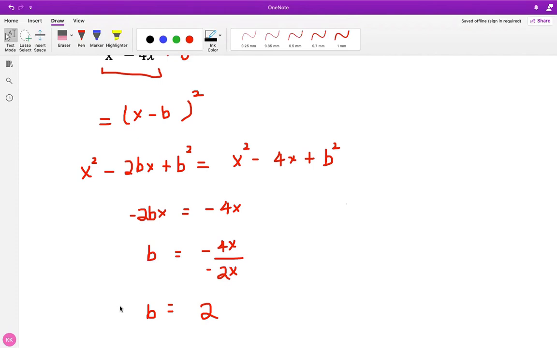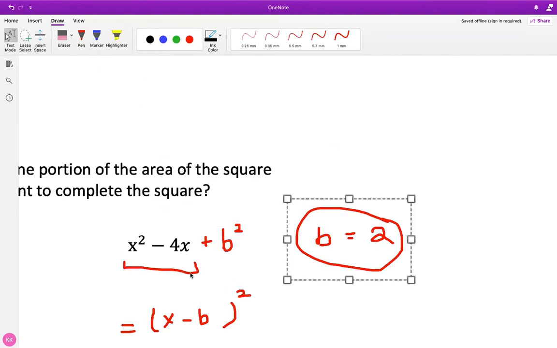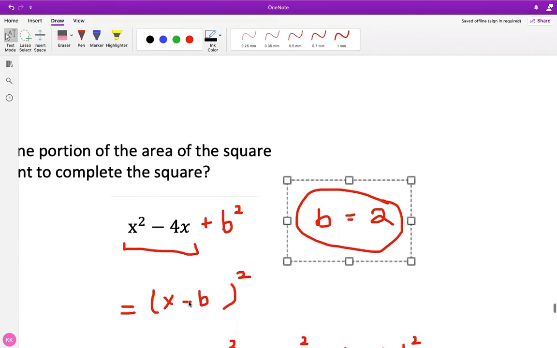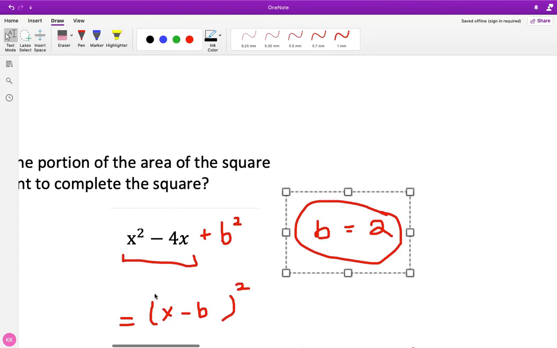So what does positive 2 tell us in this example? Given that I provide you one portion of the square area, I'm going to add 2 squared here to get the complete square area. So what is the length of the square? The length of the square, we can rewrite it as x minus 2. So the area of (x minus 2) squared equals x squared minus 4x plus 4. And this is only one complete square. So I'll complete the square for this expression.